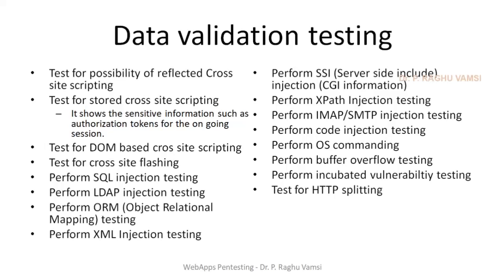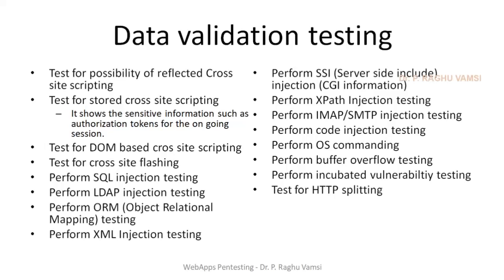Next is performing the buffer overflow testing. When you know the source code and the development environment, obviously the buffer overflow testing can be done. Next, perform incubated vulnerability testing. Incubated means the vulnerabilities that are hidden in the development environment but were not explored. If such things are there, you are supposed to check for them, which you can call known vulnerabilities.